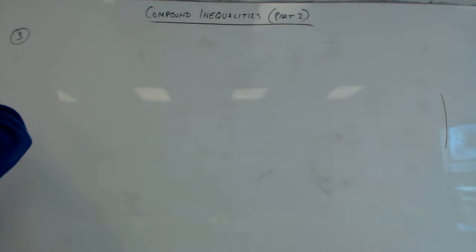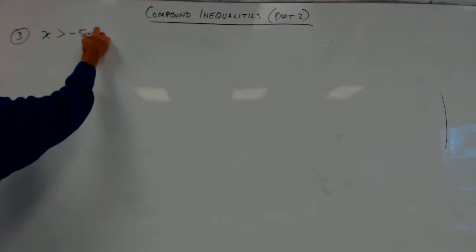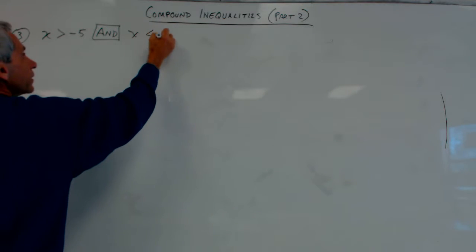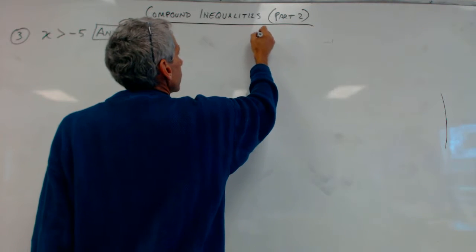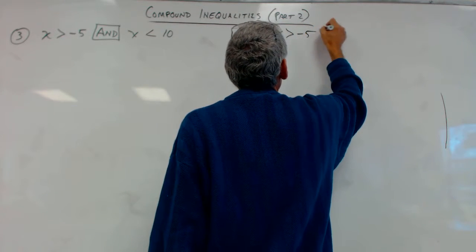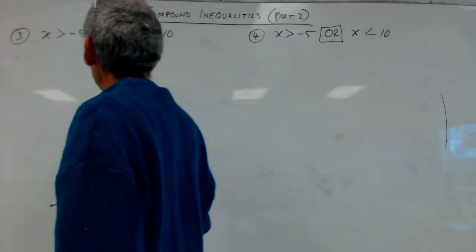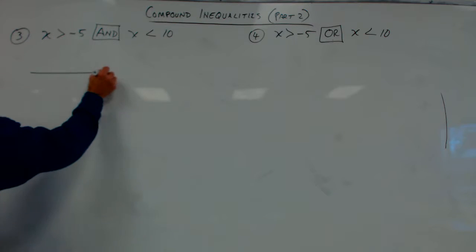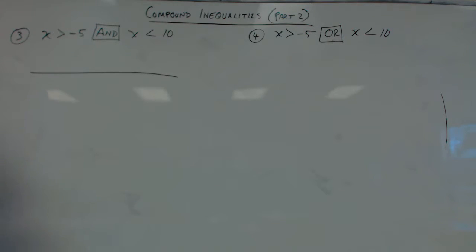All right, let's say we had x is greater than -5 and, then we're doing and, x is less than 10. Okay, and number 4, we're going to do x is greater than -5 or x is less than 10. Okay, same problem, the only difference is "and" versus "or." I'm all ready to graph it because it's already solved for x, right? I don't have to do any math in this case, right?